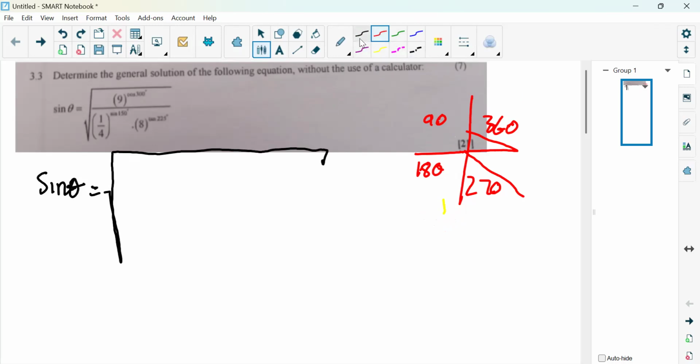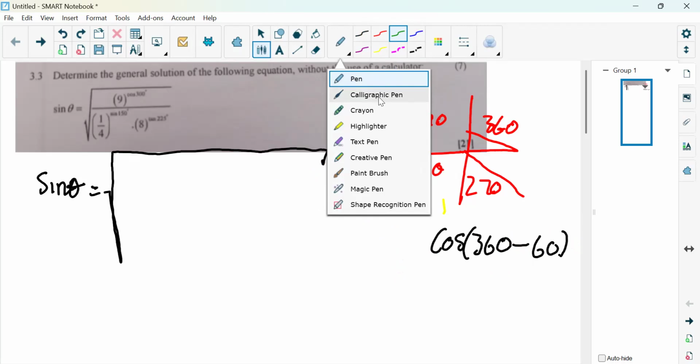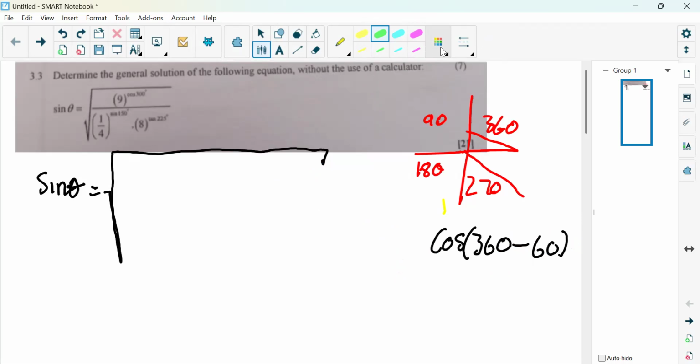We subtract 60. So instead of writing it as 300, I can write it as cos of open bracket 360 minus 60, close bracket. This is 300. It's a useful way to write it because it has a reducing angle, and it also has a special angle. Reducing angles can disappear basically, and 60 is a special angle. So we are done with that first part.